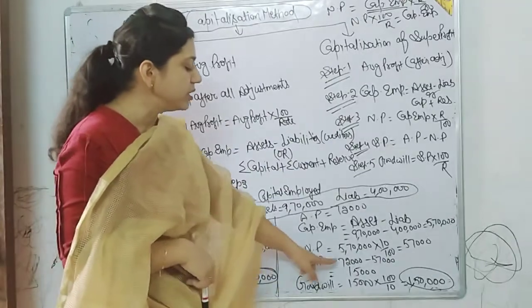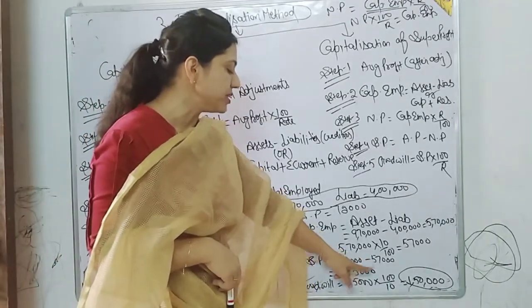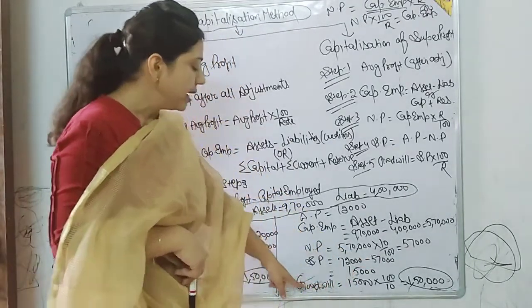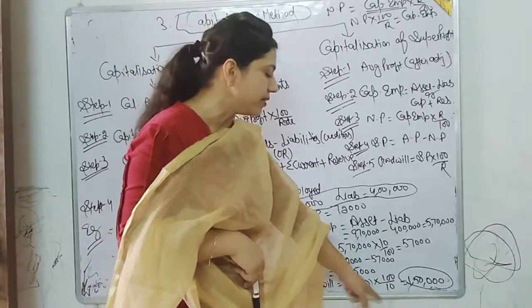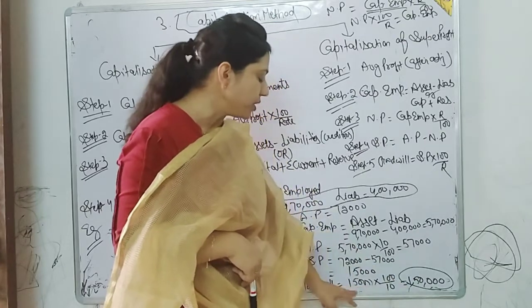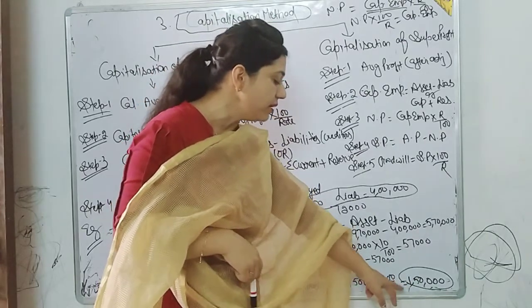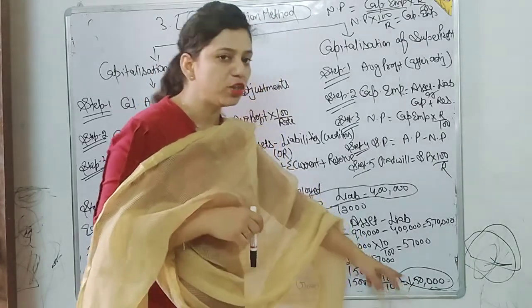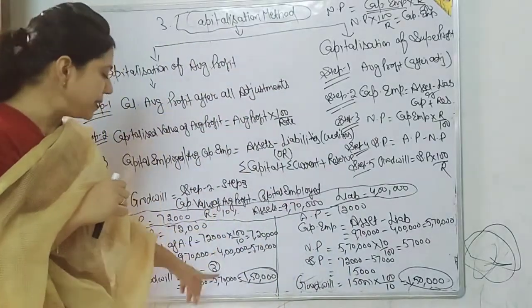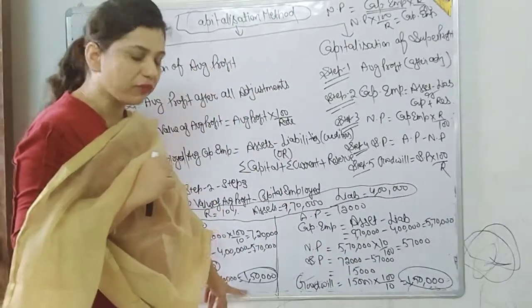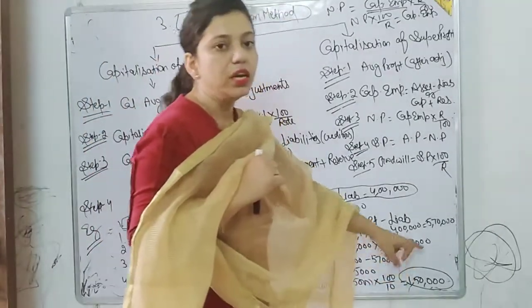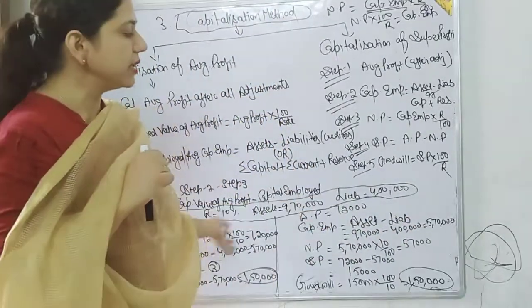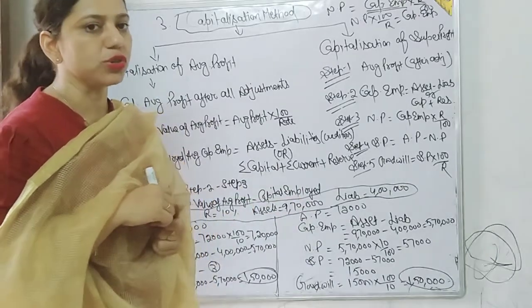Super profit is equal to 72 minus 57, 15,000. And the last one, goodwill, is equal to super profit into 100 by rate. Again it is 15,000 multiply 100 by 10, 1,50,000. As you can see, in capitalization of average profit it is 1,50,000, and in capitalization of super profit it's again 1,50,000. So the answer should be the same. In this way you can verify your question. Thank you.